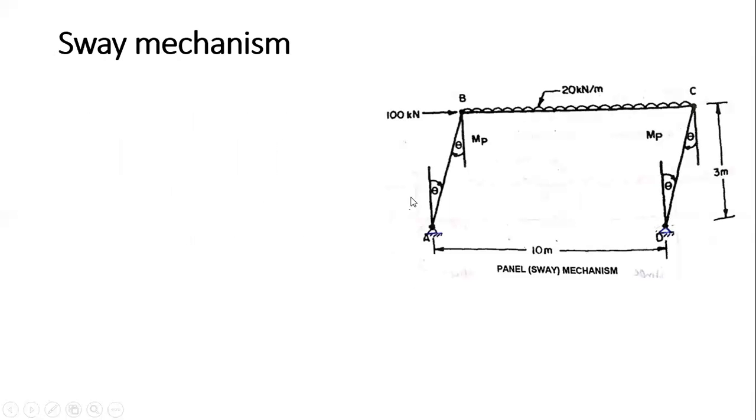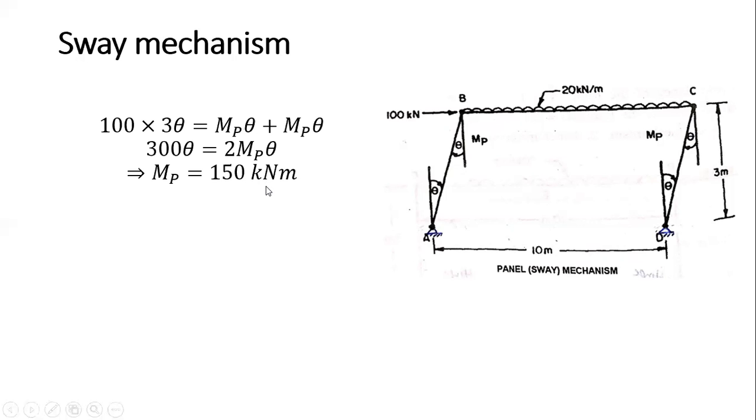Then consider the sway mechanism. So under this horizontal load, the frame sways to the right side. So equate the two. External work will be how much? 100 into this distance, which is your 3 meter. 100 into 3 theta. External work done is equal to internal work, which will be how much? Plastic hinge here and here only. No hinge here and here because it is your structural hinge. So this is your MP theta here and MP theta here. So we have 2 MP theta.